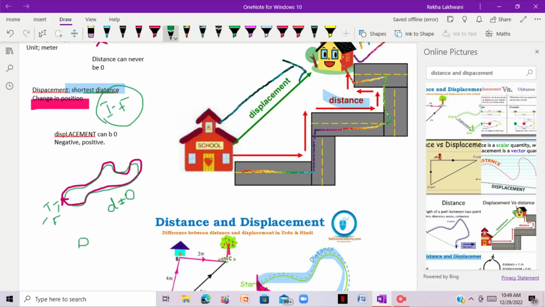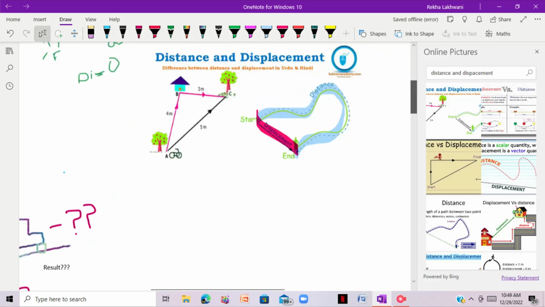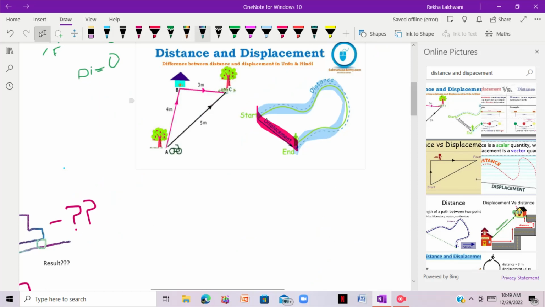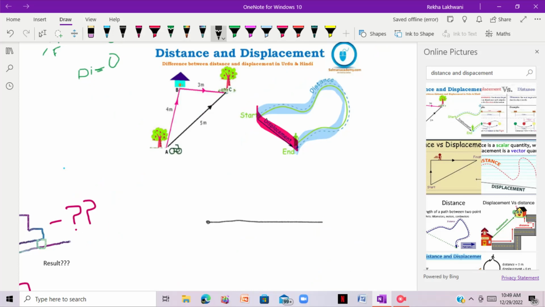So here, as you see, I am moving on a straight path. Here my displacement and distance both are equal. When I say that my distance and displacement both are equal, what I get from this is that my distance is equal to my displacement. Distance is equal to displacement.